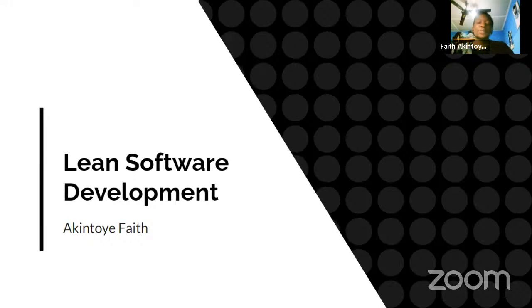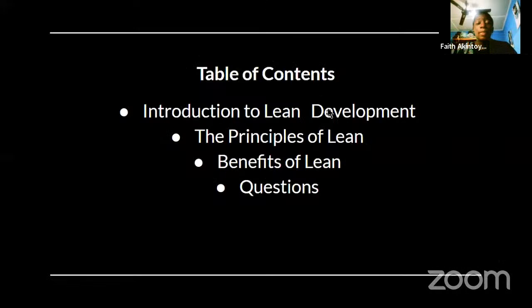Now, lean software development is also a form of Agile framework, and we'll just be looking briefly into it, its brief history, what it can do, what its principles are, and how we can adopt it to meet our software needs. So going next, we are looking at the basic introduction, principles, and the benefits.